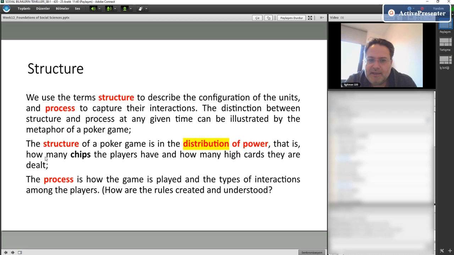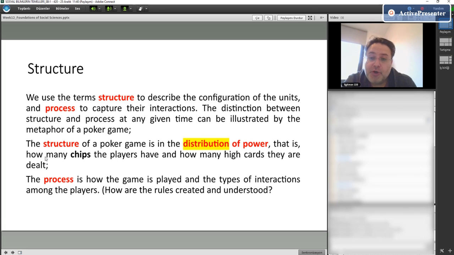And when we say structure, think of a poker game, okay? When you talk about structure in a poker game, this is the distribution of power, or distribution of chips. If chips are like money, and I have more money in a poker game, I have maybe 1,000 euros, and you only have 50 euros.